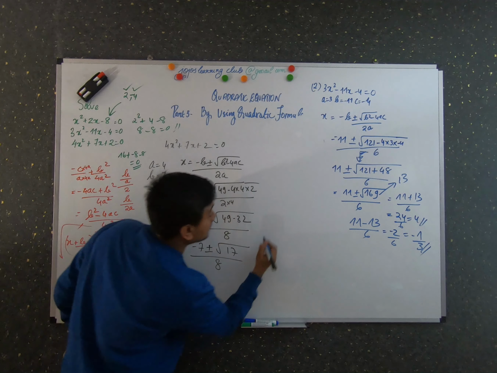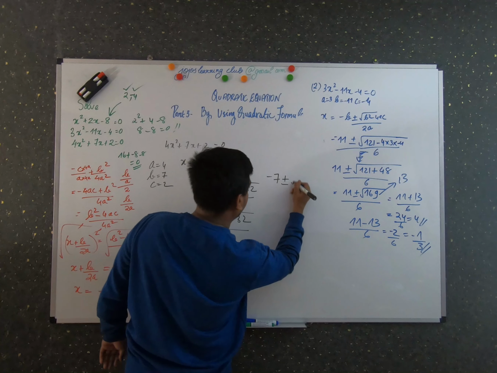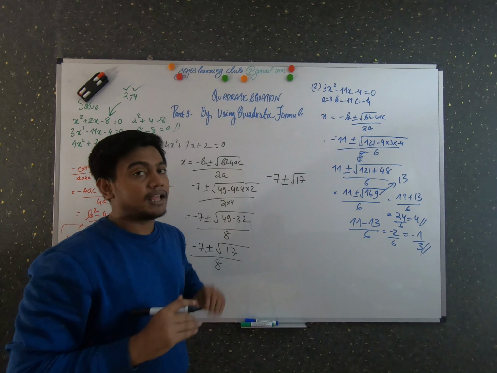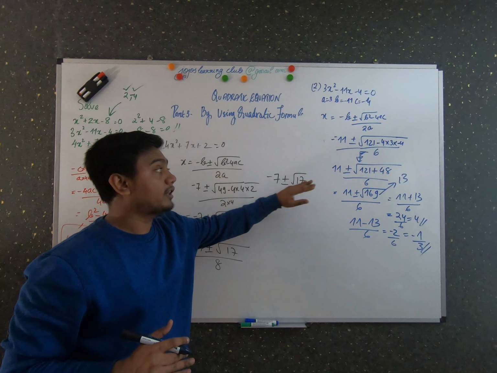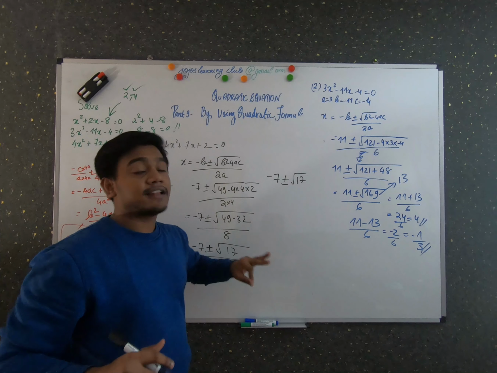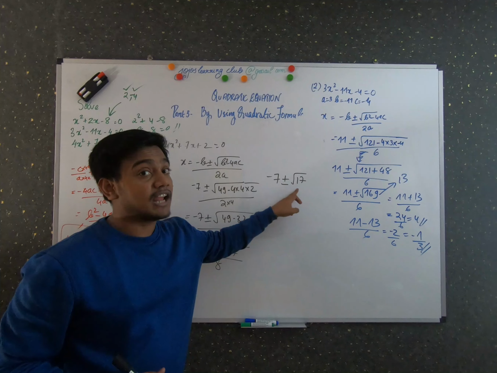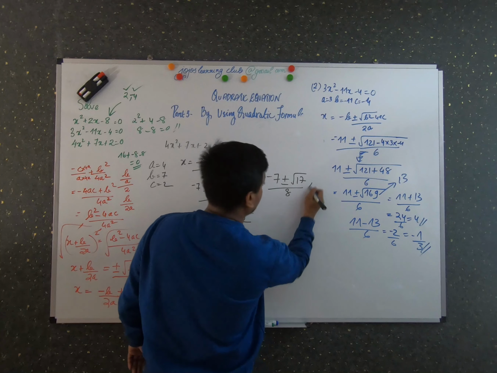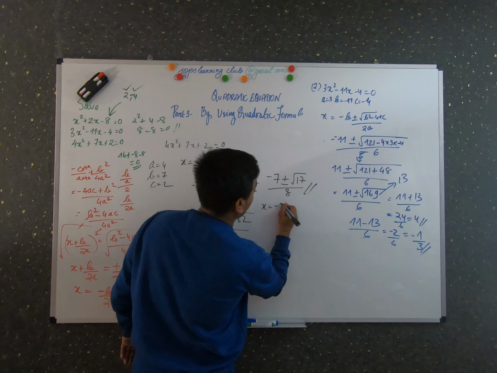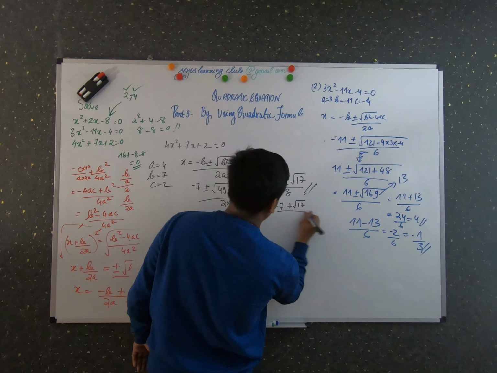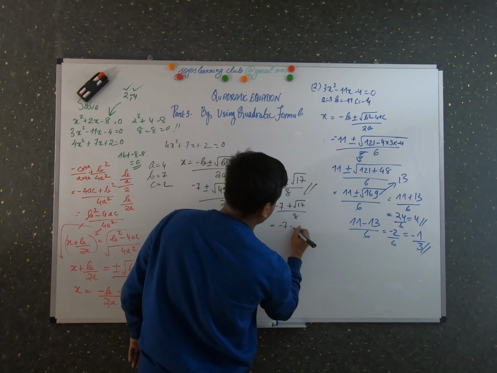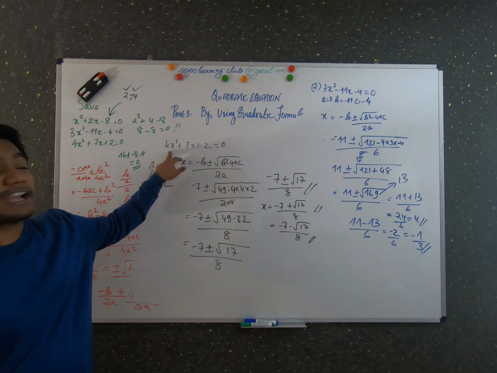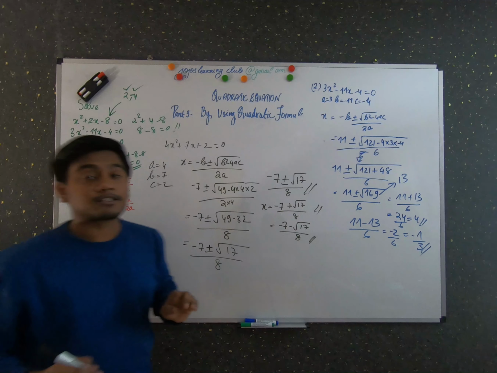So what are the answers for this? −7 plus or minus the square root of 17. You have to find the final answer with the value of root 17, but with the time constraint, I'm not finding the value of root 17. But for your final answers in your exams, you have to find the value of root 17 and substitute it over here. So −7 plus or minus root 17 by 8 are the two roots. Written separately, one root is (−7 + √17)/8, and the other root is (−7 − √17)/8. So these are the roots of this quadratic equation 4x² + 7x + 2 = 0.